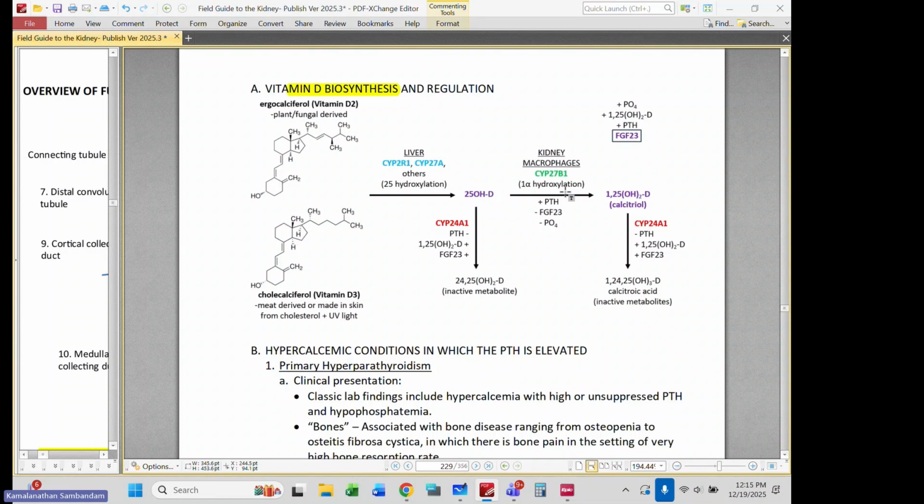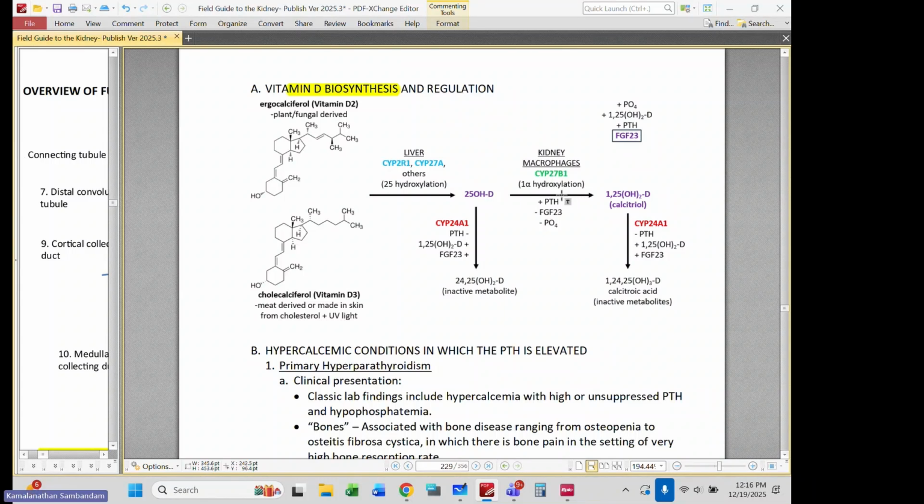So this adds another hydroxyl group to this 25 hydroxyl vitamin D to make the 1,25 active form of vitamin D, the more potent form of vitamin D that binds vitamin D receptors. 1,25 hydroxy vitamin D, you can see the two hydroxyl groups referring to the 25 and 1-alpha hydroxylase effects on the parent molecule. Okay, now this is a regulated step. You can see that parathyroid hormone stimulates 1-alpha hydroxylase.